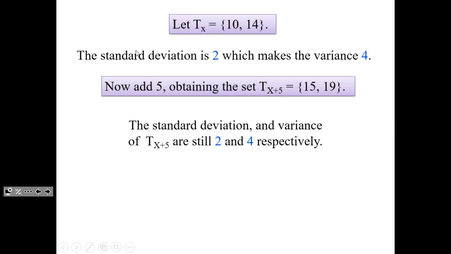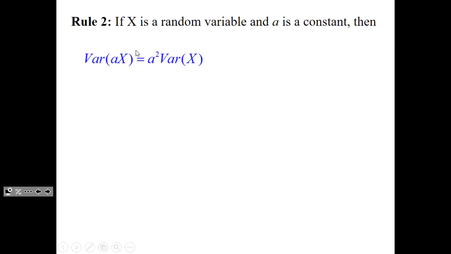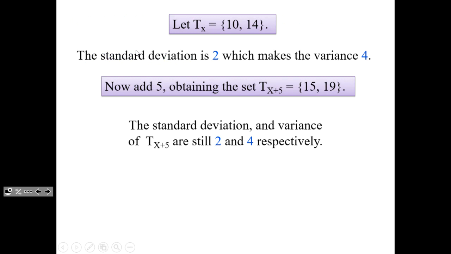Everything was moved by the same amount in the same direction. Everything's still the same distance apart. Variance didn't change. So now I come to rule 2. And remember, this was just like data shifting. If you added or subtracted to everything, the standard deviation, the range, the IQR, they didn't move anywhere.